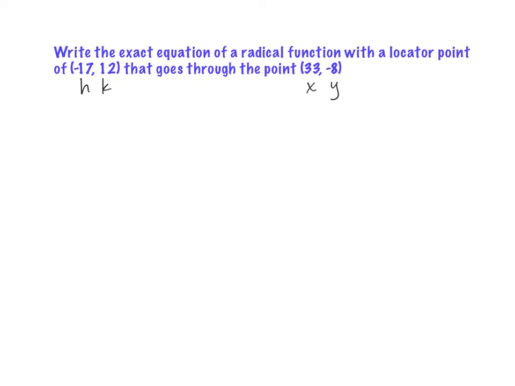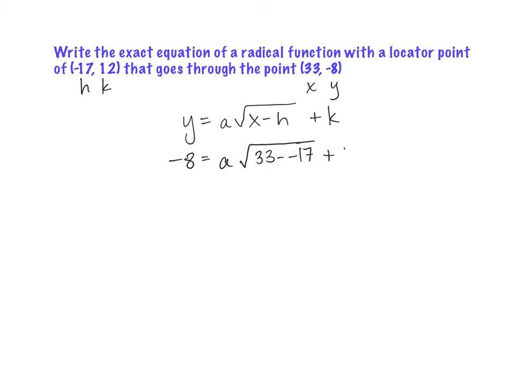So my radical function has a general equation of y equals a times the square root of x minus h plus k. This is information you would get from your parent graph toolkit. I'm going to plug in everything I know. So I know that the y is negative 8. I know I don't know a yet. My x is 33. My h is negative 17, so x minus negative 17, so be careful with that. Double negative, and k is 12, so plus 12.